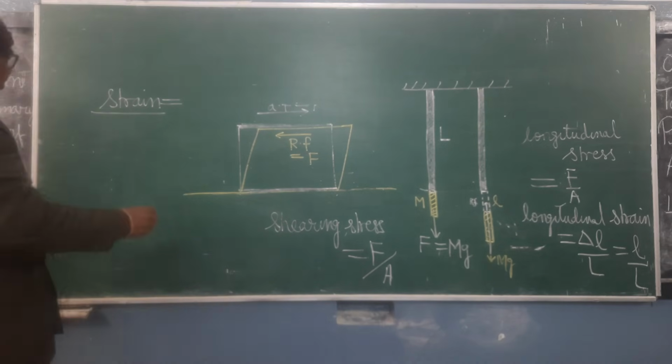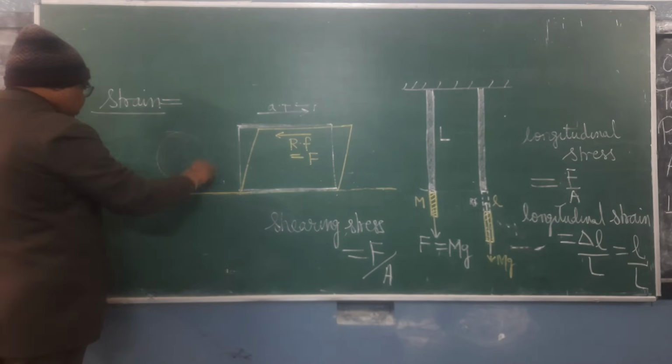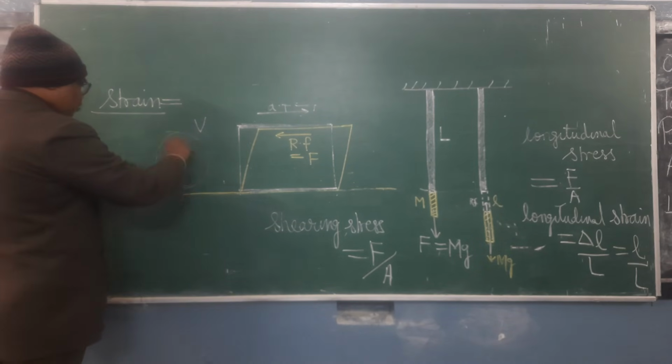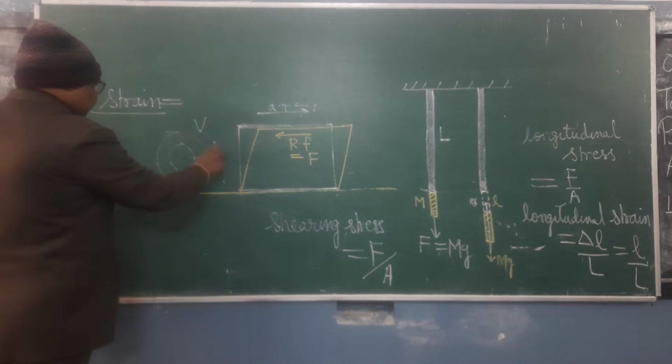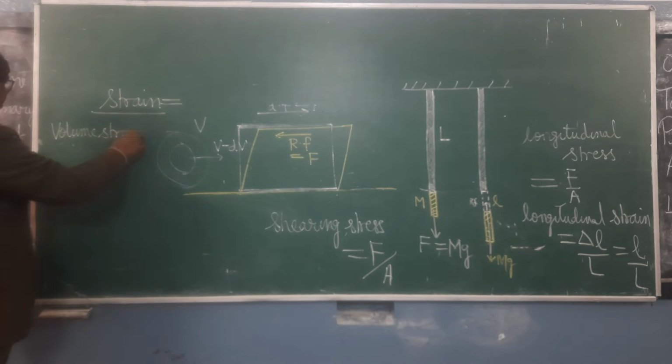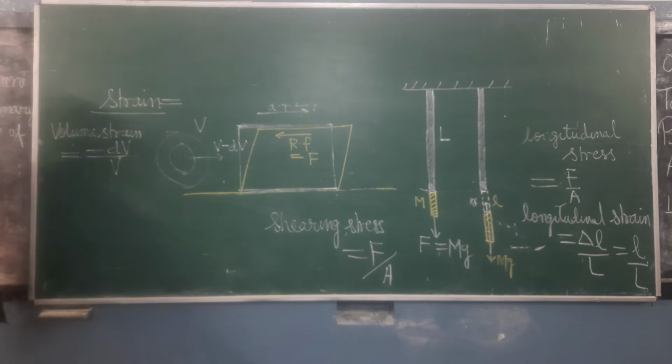Now in the case of this spherical body, its volume in the beginning is V, afterwards the volume becomes V minus dV. So here strain develops in its volume, so there will be the volume strain. What will be the volume strain? Change in volume is minus dV. Why do we write minus dV? Because there is a decrease in volume, upon the original volume V. Is it clear?